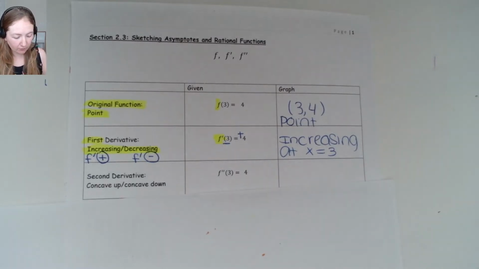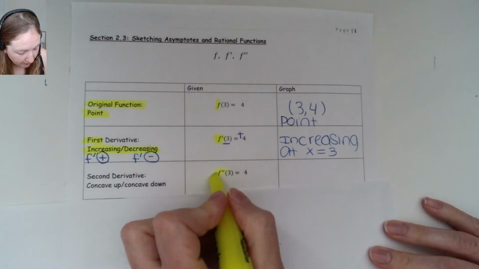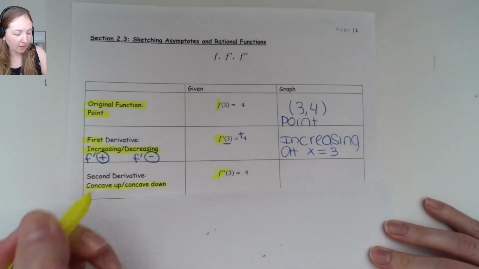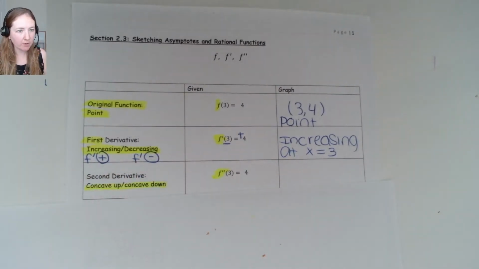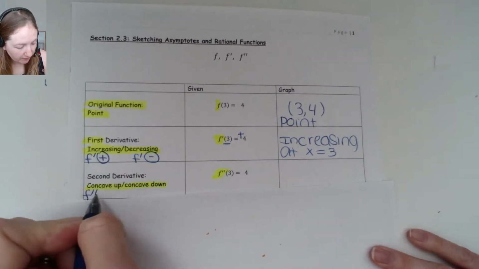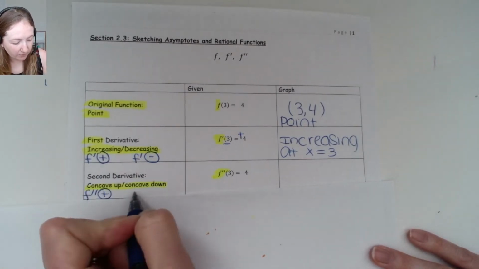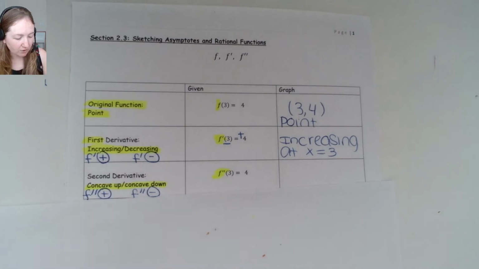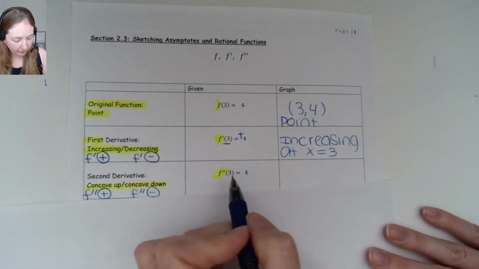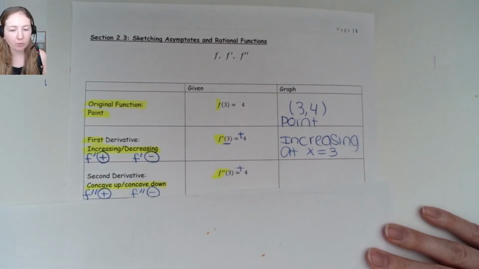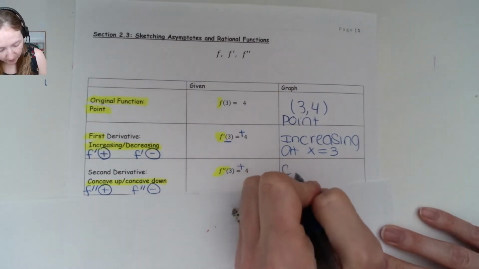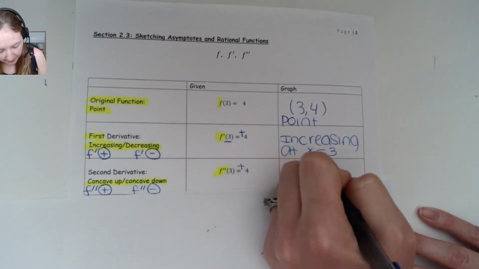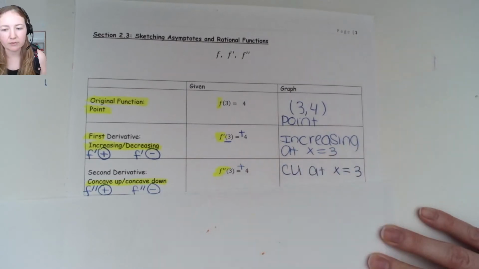Meanwhile, if they give you information about the second derivative, again that tells us concave up and concave down. So if the second derivative is positive, that's going to tell you it's concave up, whereas if the second derivative is negative, it will tell you that it's concave down. So here when they tell us that f double prime of 3 is equal to positive 4, that's telling us that it's concave up at x is equal to 3.